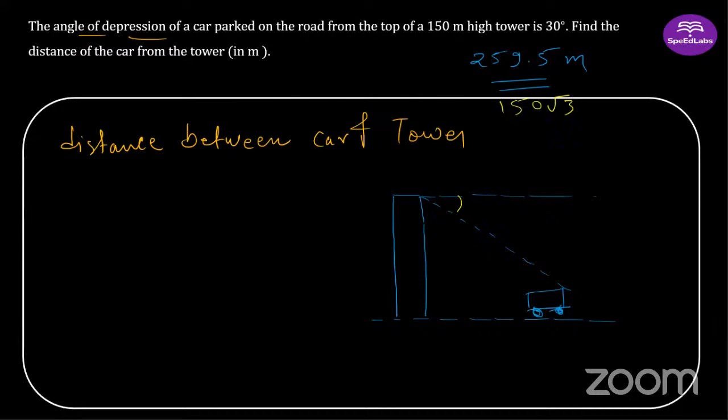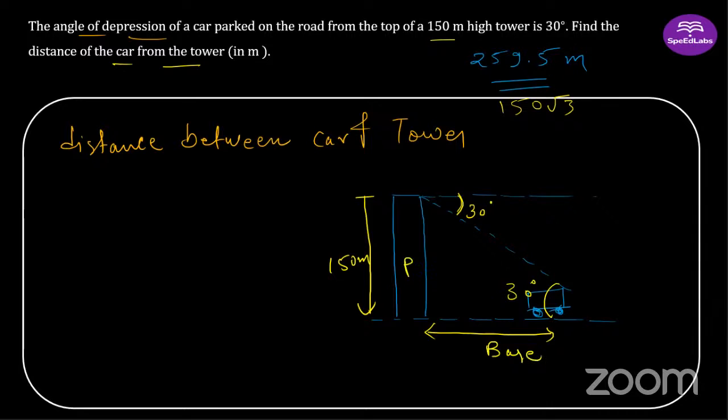Definitely the same. Okay, so if we draw the diagram, the angle of depression of a car parked on the road from the top of a 150-meter high tower. So this would be about 150, the height of the tower. This angle of depression is given as 30 degree, and they are asking us the distance of the car from the tower. So this would be our distance of car from the tower. Because this angle is 30 degree, we can also take this angle as 30 degree. Now this is our base and this is our perpendicular.